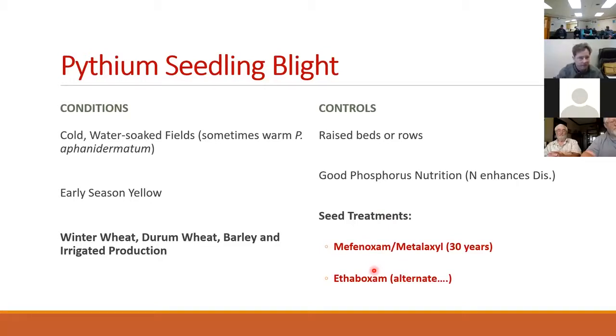Seed treatments that are effective for Pythium are the mefenoxam and metalaxyl products. These products have been there for 30 years. And so in some cases, particularly if you're in irrigated production and you've been using this for a long time, you may have built up populations that are resistant to these products. There is a new product on the market called ethaboxam, and this is an alternate product, but it's not a panacea, and I want to tell you why.